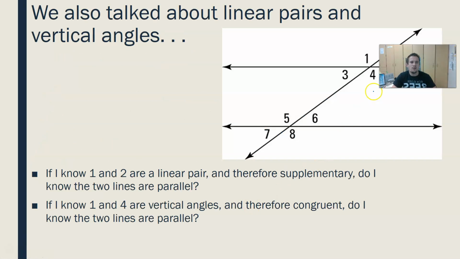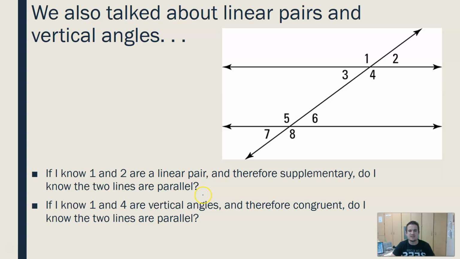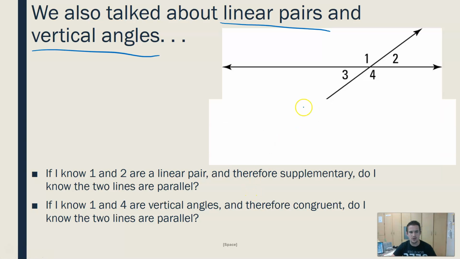Notice that there's two other angle relationships that we discussed in the previous lesson that I haven't mentioned yet. We talked about linear pairs and vertical angles. So, riddle me this. This first question says, if I know 1 and 2 are a linear pair, remember that a linear pair is two angles that form a straight line, so this line right here.